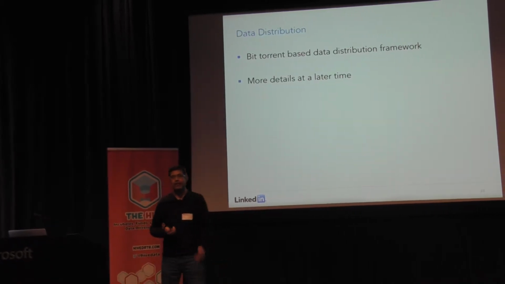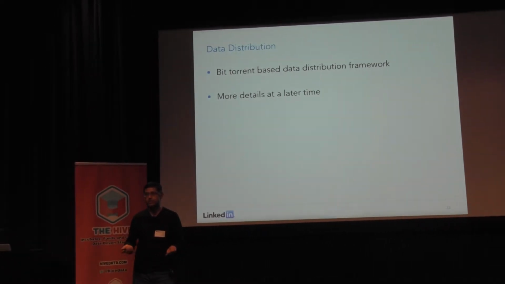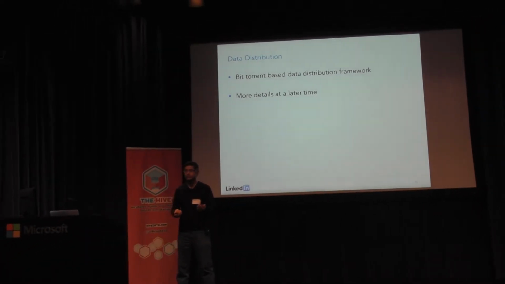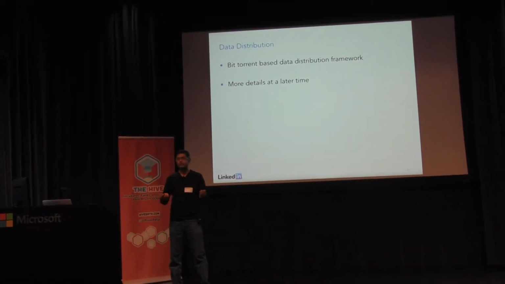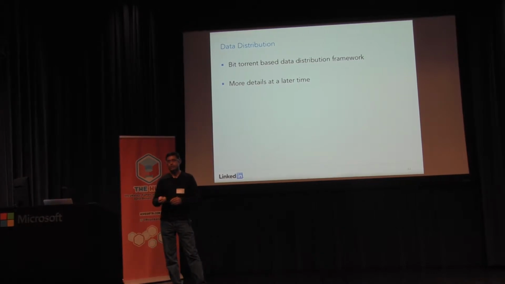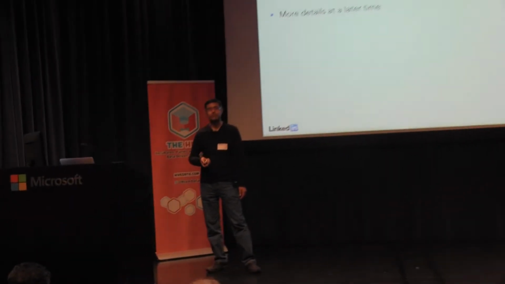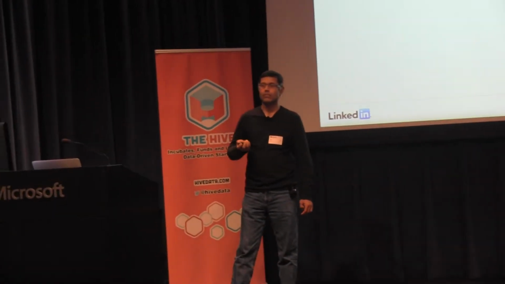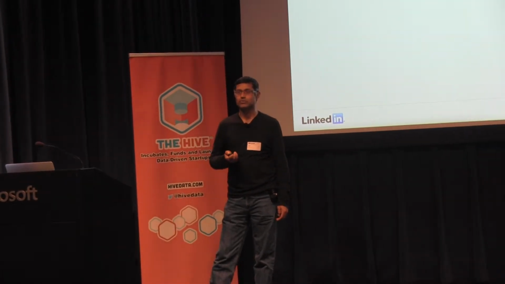Data distribution: we have the base indices built in Hadoop, we have the snapshots built elsewhere. We need to get large pieces of data across to many different machines. We have lots of replicas of the search nodes, of the shards being served, where we're serving traffic. We've built a BitTorrent-based framework to do that. I don't have time to describe it here, and we still need to clean that up before we can talk about it, so sometime soon.